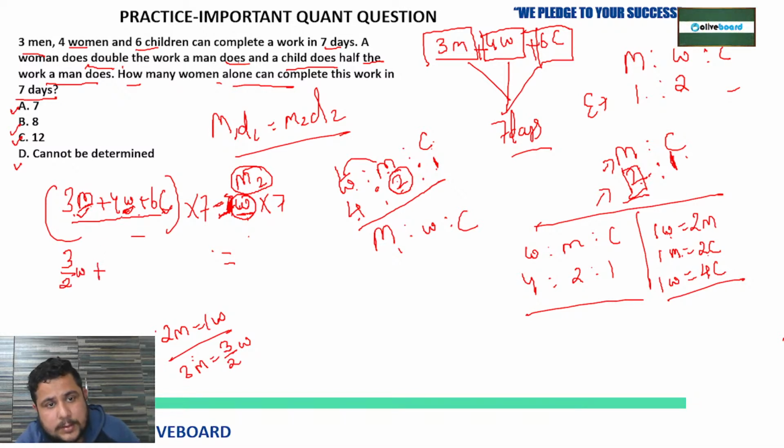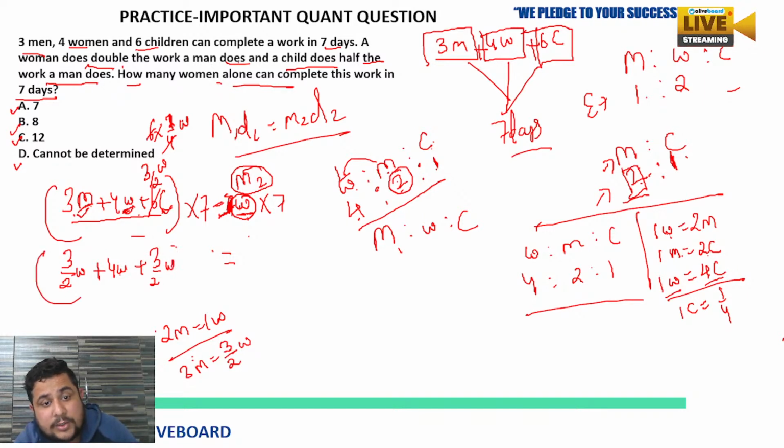Then plus 4 women plus 6 children. As we know, 1 woman is equal to 4 children. Then 6 children will be equal to how many women? We can put 1 child is equal to 1 by 4 women. So 6 multiplied by 1 by 4 gives 3 by 2 women. Now 3 by 2 plus 4 plus 3 by 2, all are converted into women only, right?